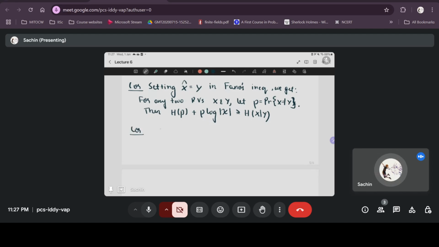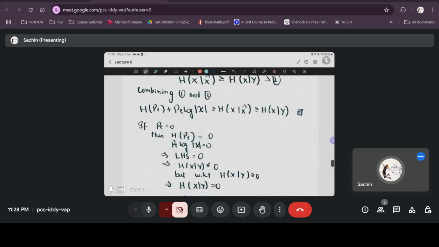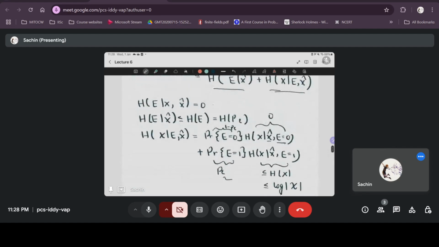Another corollary is, let p equal to the probability that x hat not equal to x, and let x hat be a function from script y to script x. That is, x hat also takes the same values as what random variable x takes. Then h of p plus p log modulus of x minus 1 is greater than or equal to h of x given y. And the proof is simple here, right?